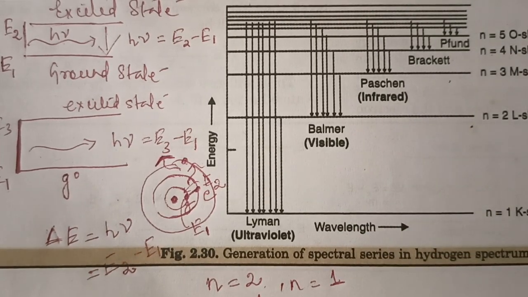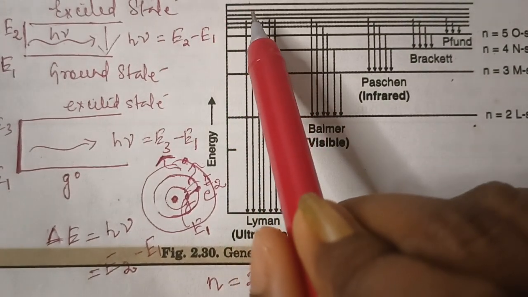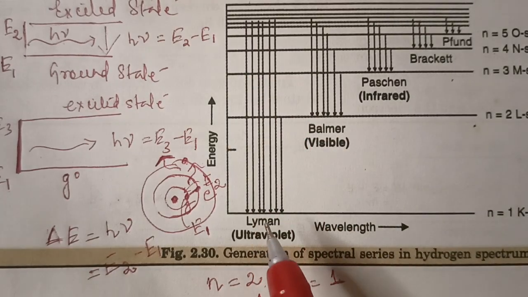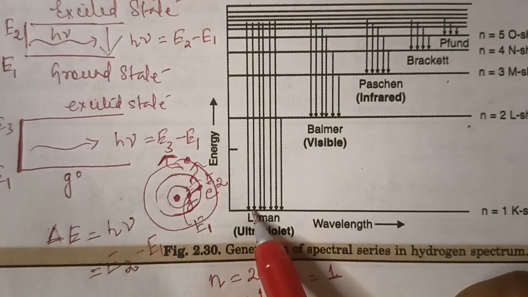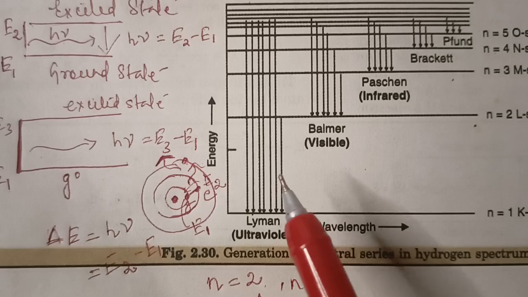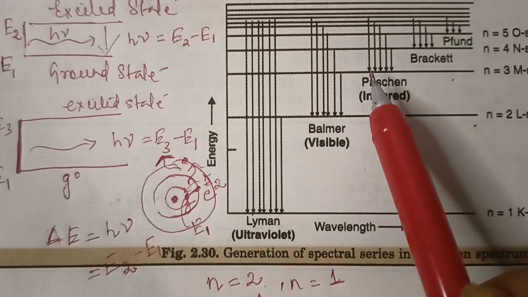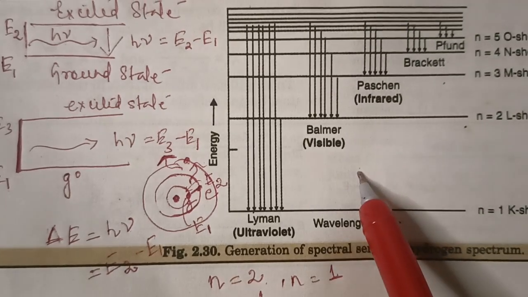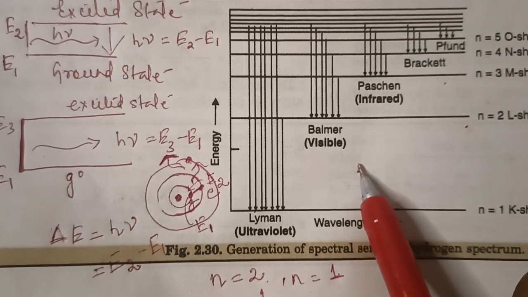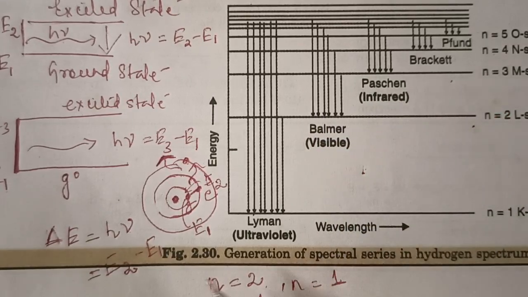Some of the electrons may jump directly to the ground state. Suppose from the fifth level to the ground state, n equals 1. Others may jump to the second level and then to the first, while some others may first drop to the third state, then finally to the first. Like that the process will happen. These routes are shown in this figure.